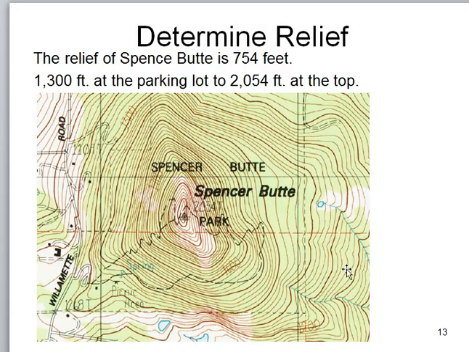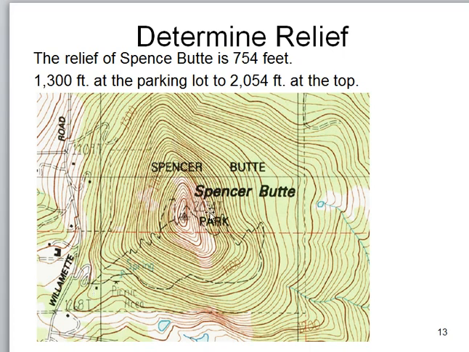When I ask you to calculate relief, I'm asking you to tell me the difference in elevation from one area to the top of the feature or to another area. So for example, I might ask, what is the relief of Spencer Butte from the parking lot? The parking lot picnic area is right here. Here is the 1,200 foot contour line, and this is the 1,300 foot contour line. So I'm going to use that as the bottom elevation, so 1,300 feet.